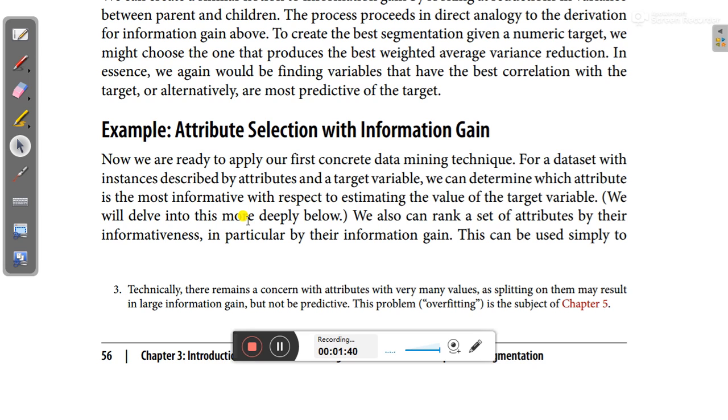So we need to rank the attributes as per their informativeness, in particular by their information gain. Information gain means how much information we can get from that attribute, and how it will help us in finding the target variable. That is a very important thing before diving into the learning process. It is very important to know which attributes give more information, and which attributes do not, or are just giving redundant data.